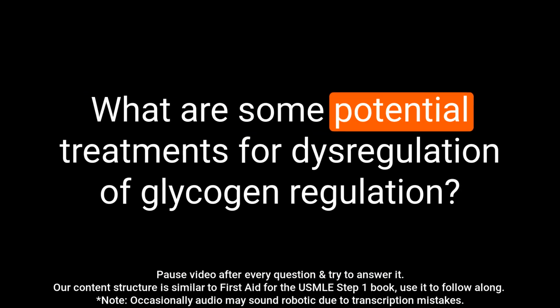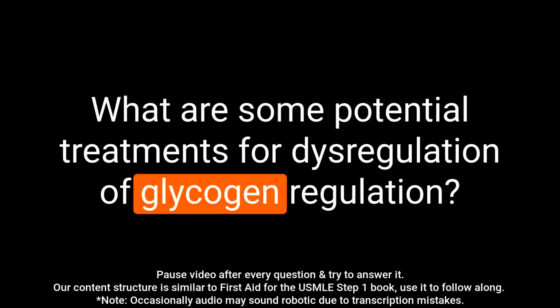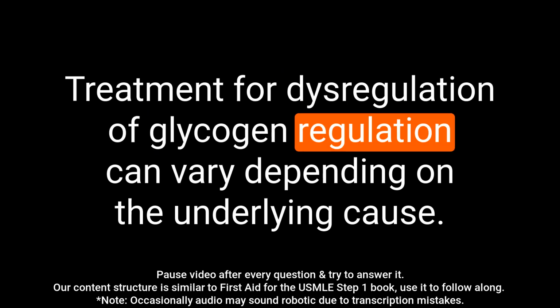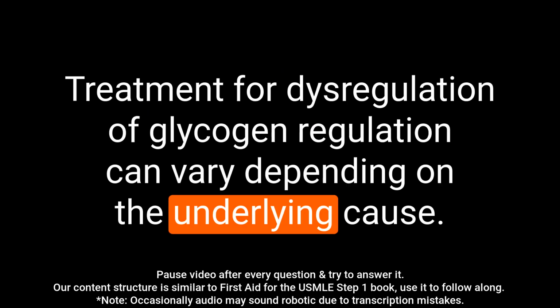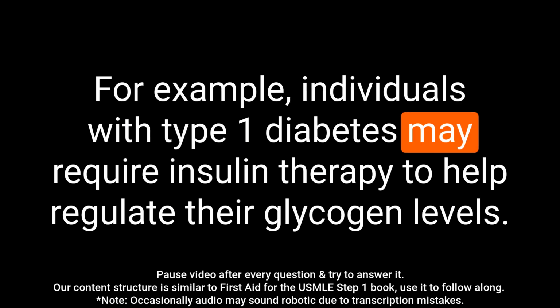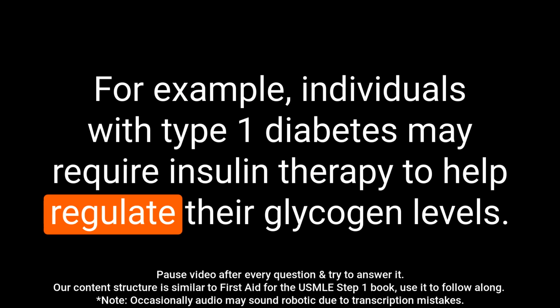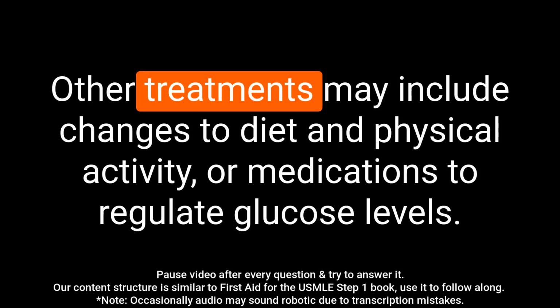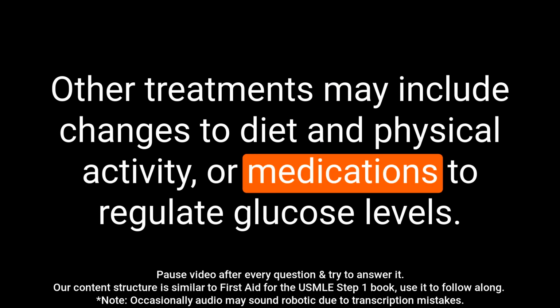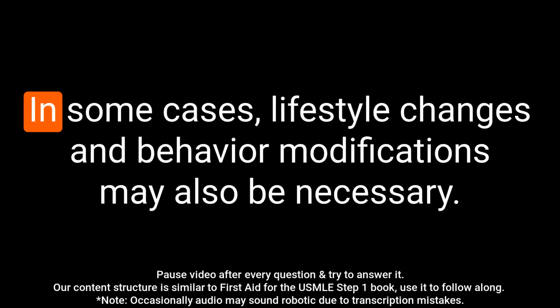Question: What are some potential treatments for dysregulation of glycogen regulation? Answer: Treatment for dysregulation of glycogen regulation can vary depending on the underlying cause. For example, individuals with type 1 diabetes may require insulin therapy to help regulate their glycogen levels. Other treatments may include changes to diet and physical activity or medications to regulate glucose levels. In some cases, lifestyle changes and behavior modifications may also be necessary.